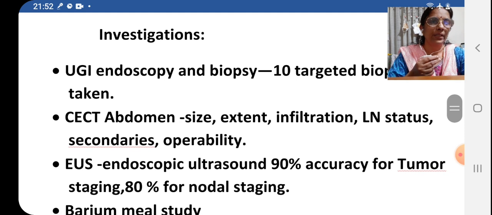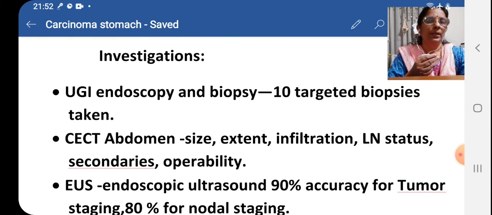So what all investigations do you do if you are suspecting a case of carcinoma stomach? First of all, we know the gold standard is upper GI endoscopy and take a biopsy. If you see a lesion there, you can classify it by Borrmann classification, and you can take a biopsy from the lesion. Ten targeted biopsies are taken.